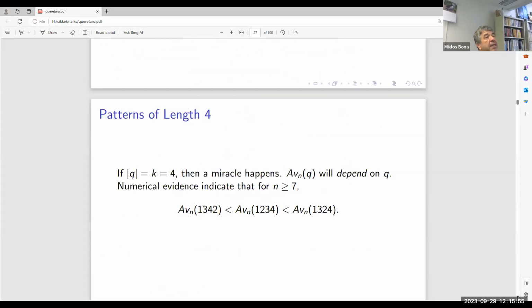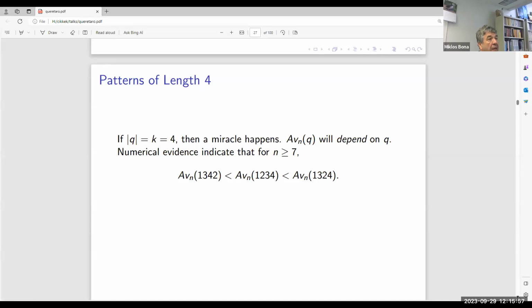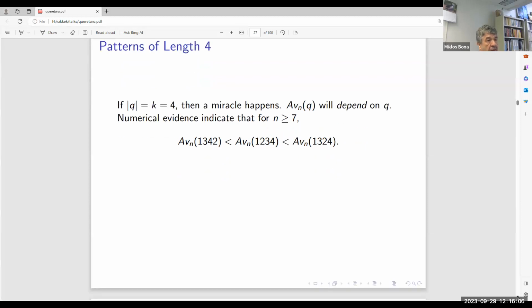Okay, so this is where the easy part ends. When we go to patterns of length 4, then a miracle happens. There are 24 patterns of length 4, but it turns out that, and I will talk about that later, only 3 are really different. But those 3 are really different.